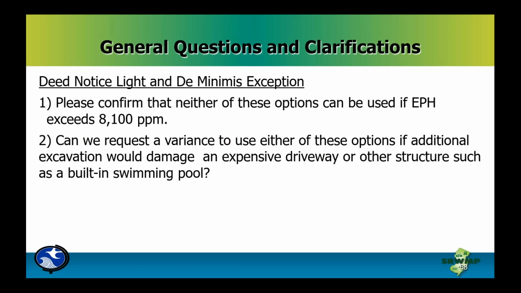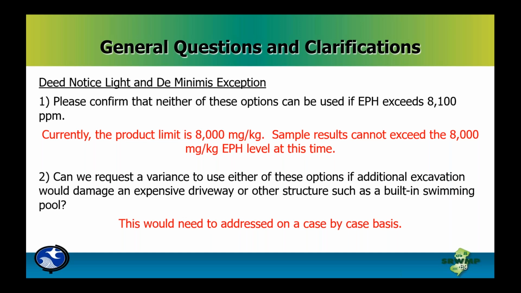We've answered this question before. Deed notice light and de minimis exception are not available to us if it's over 8,000. Can we request the variance to use either of these options if there is additional excavation? We can't use the de minimis or small quantity, but we could go to the deed notice light for something underneath a swimming pool or a driveway.